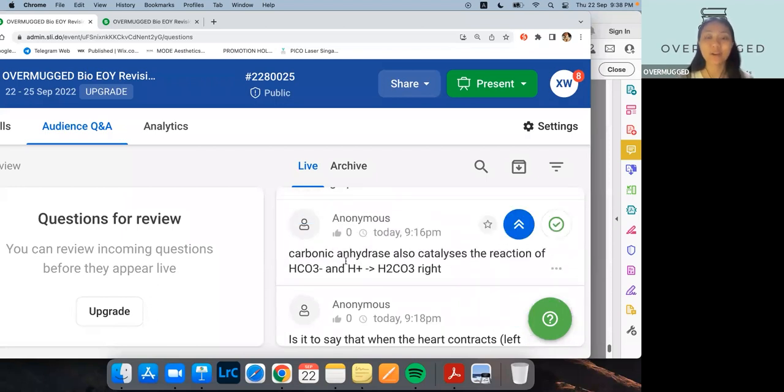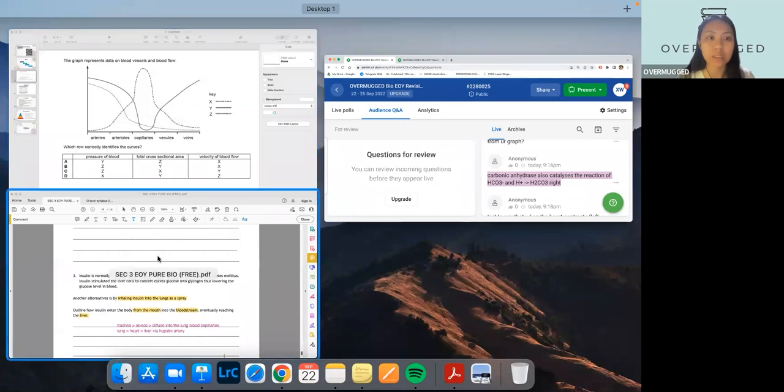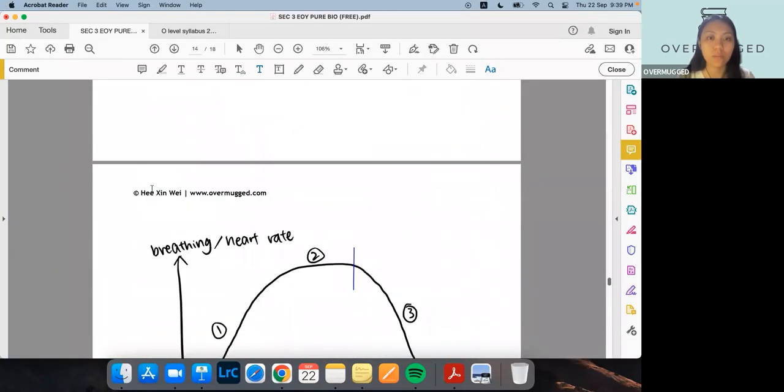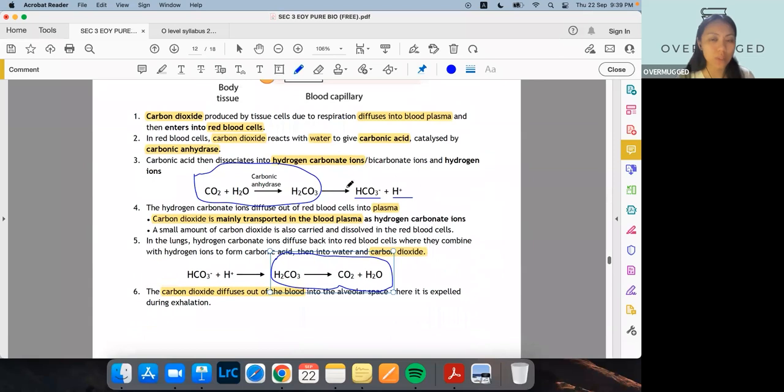Does carbonic anhydrase also catalyze the reverse reaction? Yes, correct. Just now the question was whether carbonic anhydrase catalyzes the dissociation of carbonic acid. Sorry, I correct myself: carbonic anhydrase only catalyzes this reaction, and therefore this one as well, because the other wouldn't be able to fit into the active site. Enzymes are highly specific, so if it catalyzes this reaction, it wouldn't be able to catalyze a reaction involving these other two things. So carbonic anhydrase catalyzes anything to do with carbon dioxide, water and carbonic acid.